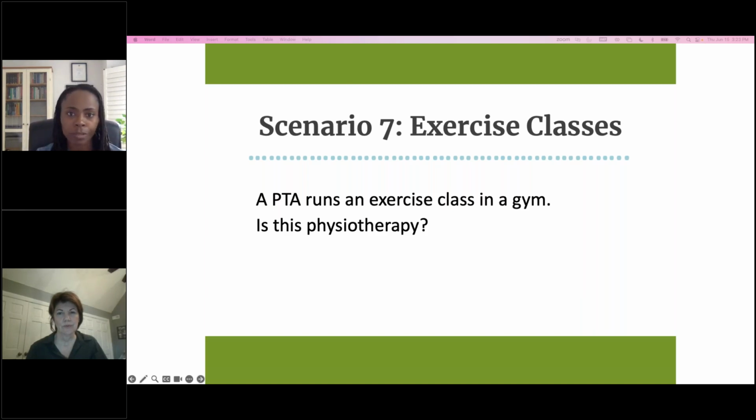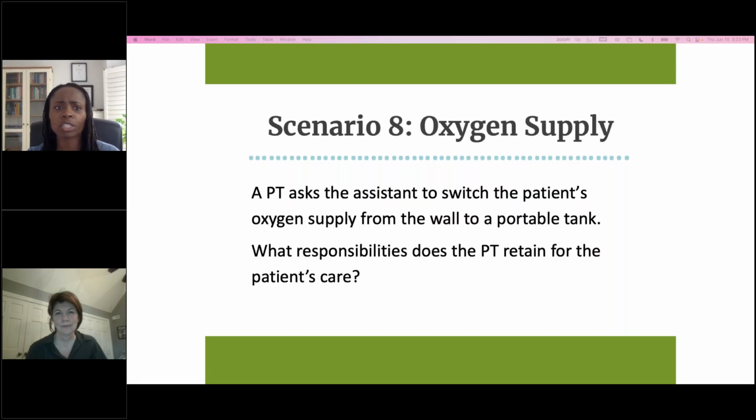So the next scenario we're going to be looking at here is going to be around oxygen supply. So Fiona, you have a physiotherapist who is asking their PTA to switch the patient's oxygen supply from the wall to a portable tank. What are some of the responsibilities that the physiotherapist in this scenario still retains for the patient care?